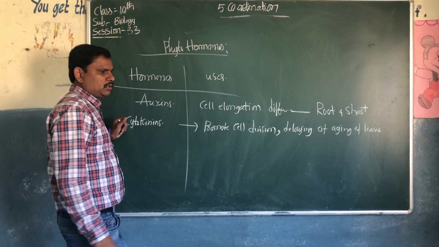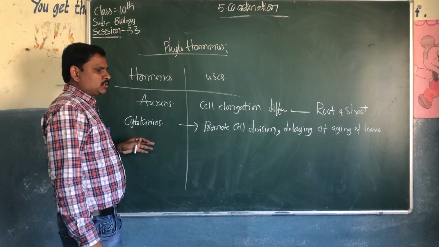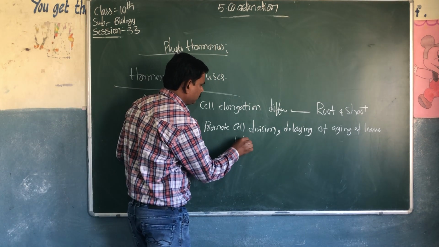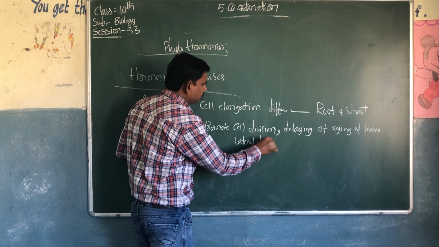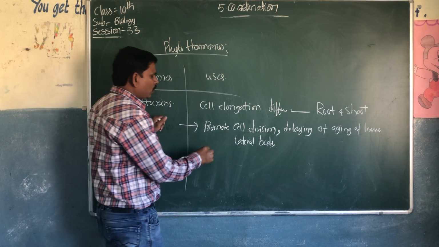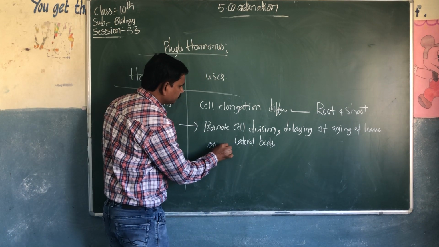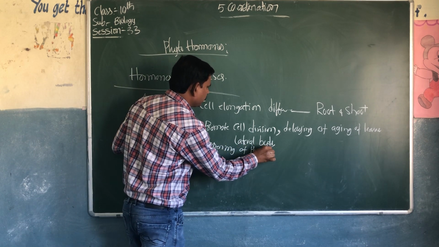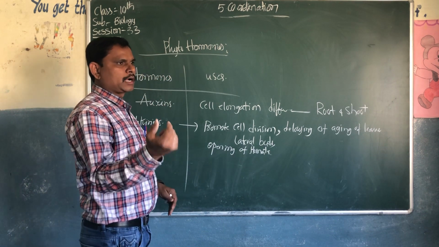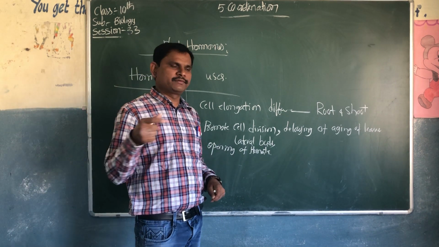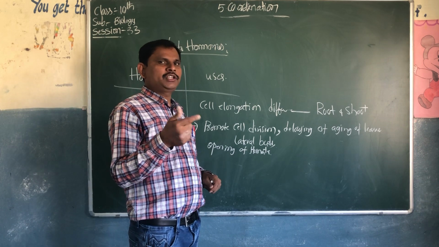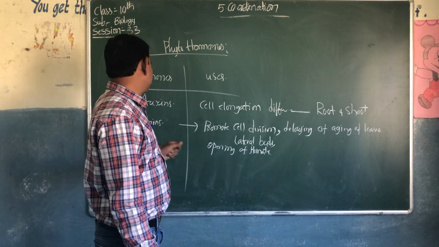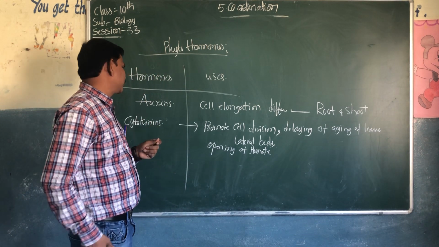Next are the promoters of lateral buds. Lateral buds. Opening of stomata. When stomata are open, carbon dioxide enters into the leaves and photosynthesis takes place. Transpiration also takes place. Water evaporates into the atmosphere due to this hormone, cytokinin.